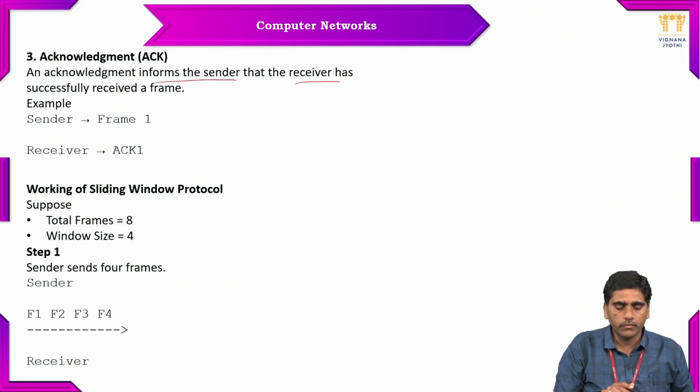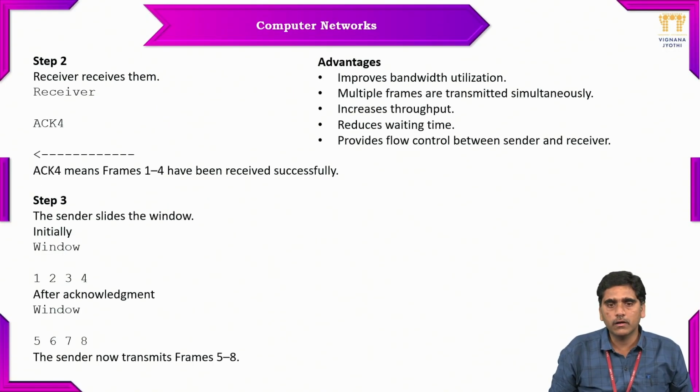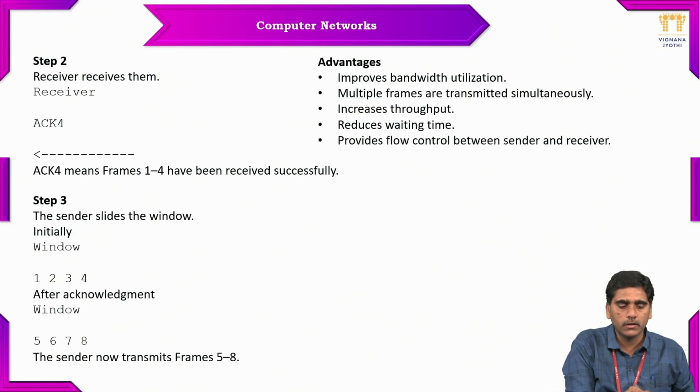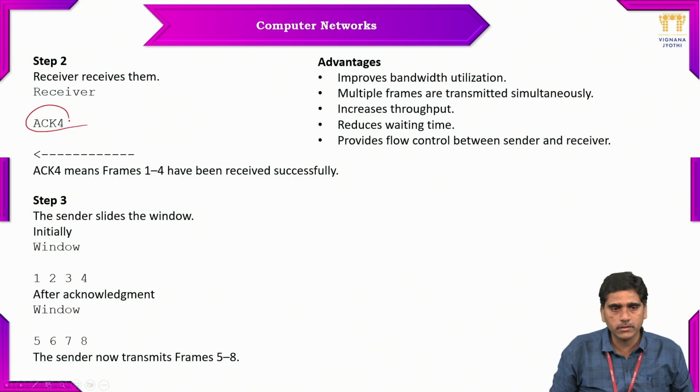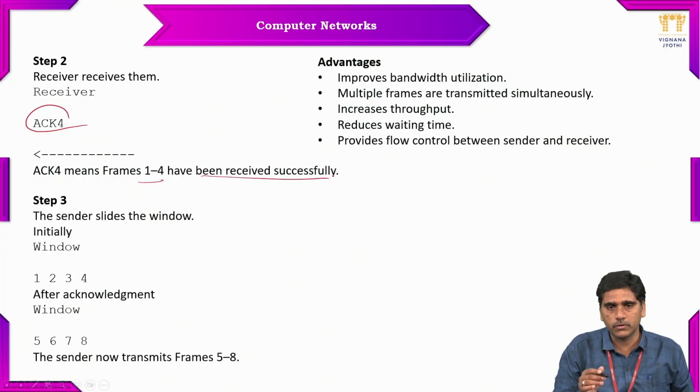So here is the working of the sliding window protocol. The same thing: the total frames available are 8. The window size is 4. The sender sends 4 frames, F1, F2, F3, F4. Now after receiving all the frames, the receiver sends an acknowledgement to the sender side that the 4 frames are received successfully. So the receiver sends ACK 4. That means ACK 4 means frames 1 to 4 have been received successfully.